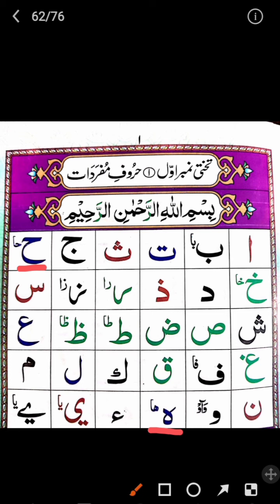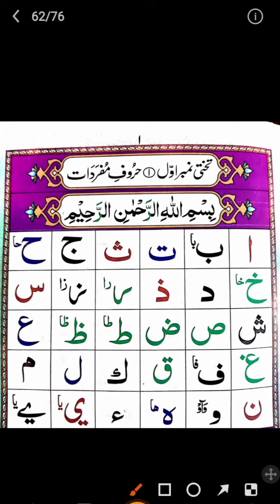So, for example, alhamdu. Most of the people say alhamdu. That is absolutely wrong. So try not to make these kind of mistakes. Alhamdu. And that's not alhamdu. Okay. So ha and ha has these differences.